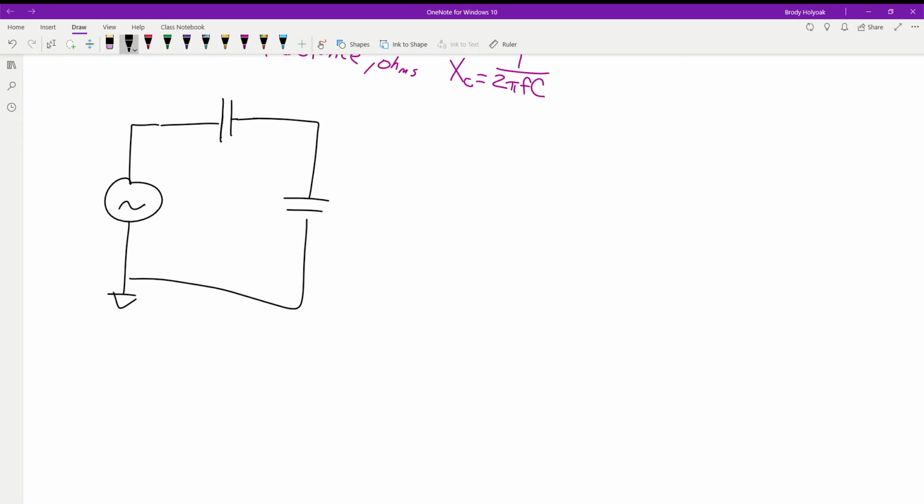Just capacitors. RC circuits, resistors and capacitor circuits, will be next week. All right, so we have capacitor 1 and capacitor 2. Capacitor 1 is 15 microfarads. Capacitor 2 is 150 microfarads. We have 10 volts peak.